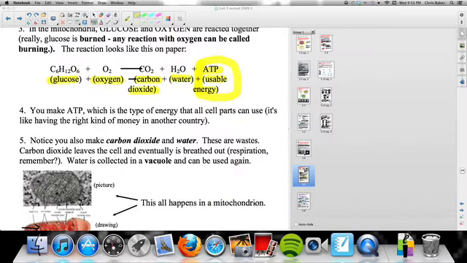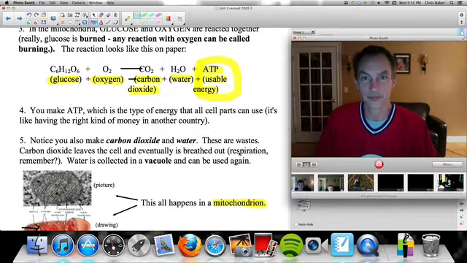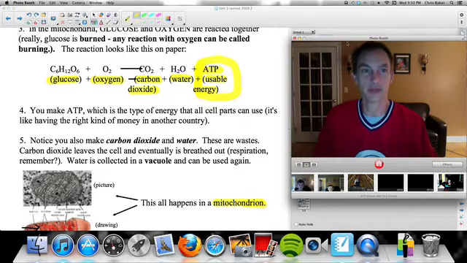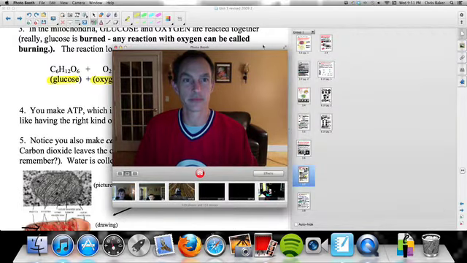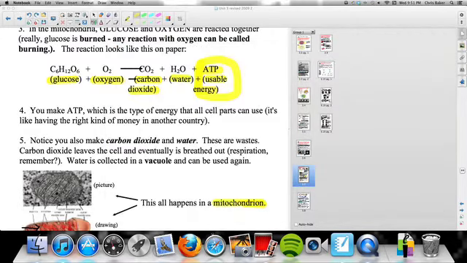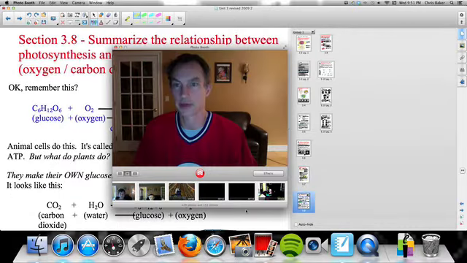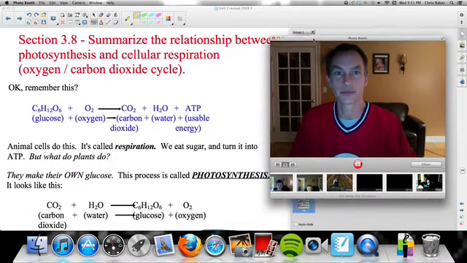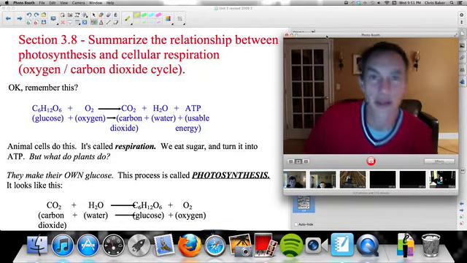It all happens in a mitochondrion. So these are the things that you need to know for 3.8 as well. So turn to page 3.8. Okay. So, section 3.8.